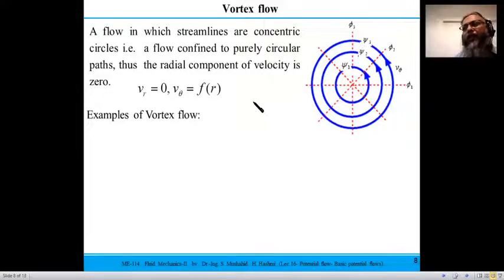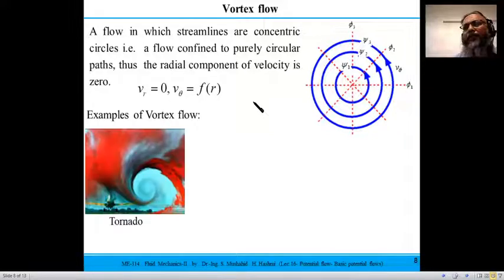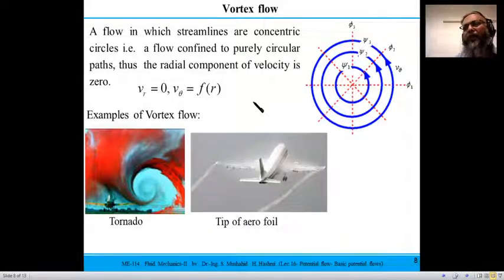In reality, there are many situations which are considered vortex flow, like tornadoes, not exactly vortex flow, but sort of a spiral flow. We will see it later. Another example is the flow that takes place at the tip of an aerofoil.